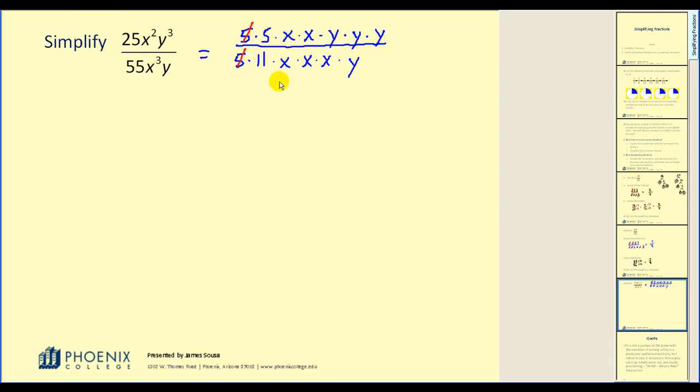We can simplify variables the same way. 5 over 5 simplifies to 1, x over x, x over x. We also have a y over y. The remaining factors represent our simplified fraction. So in the numerator we have 5y squared, and in the denominator we have 11x.